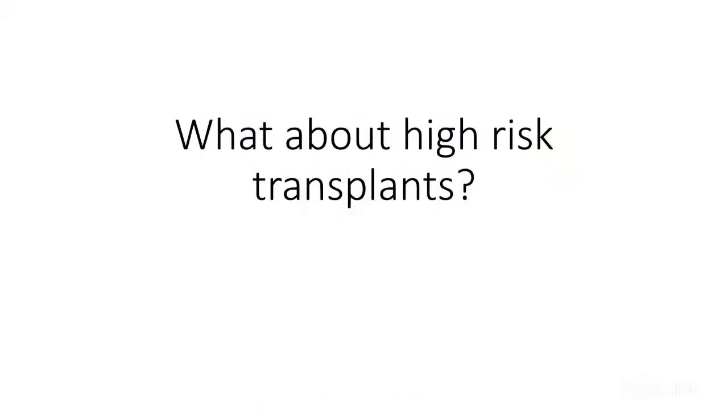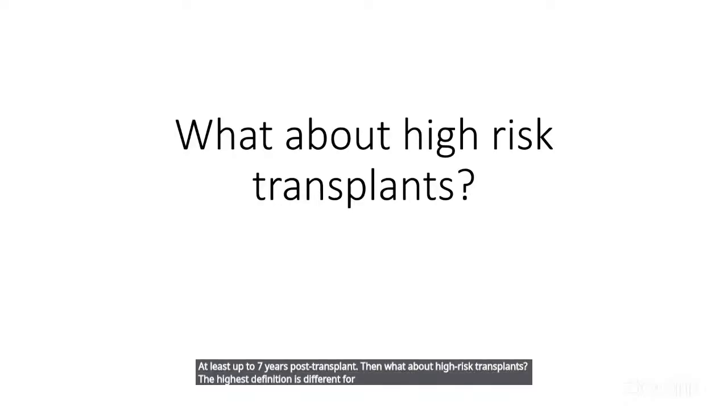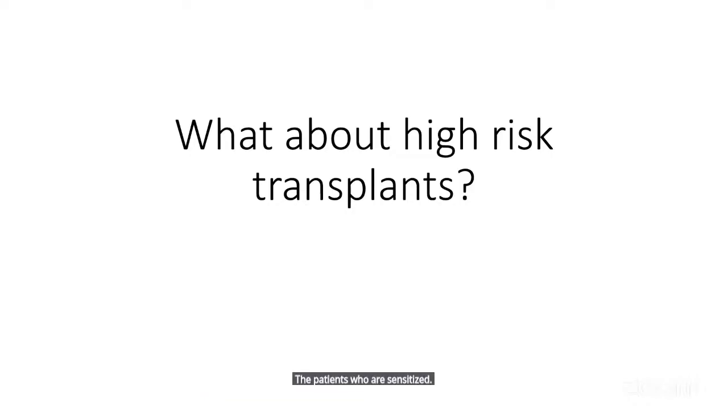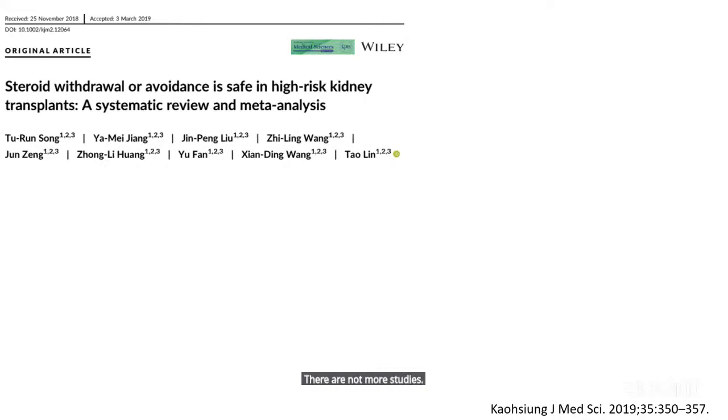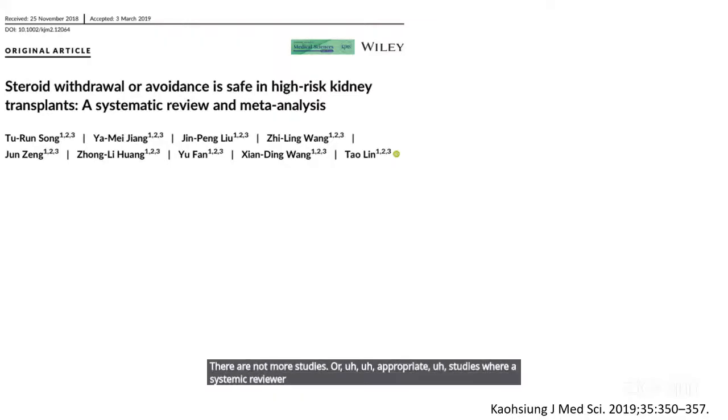Then what about high-risk transplants? The high-risk definition is different for everyone, but it should include patients who are sensitized, patients who are having a second transplant, and a few have also taken children as high-risk transplants. There are not enough appropriate studies where a systematic review or meta-analysis can be done.